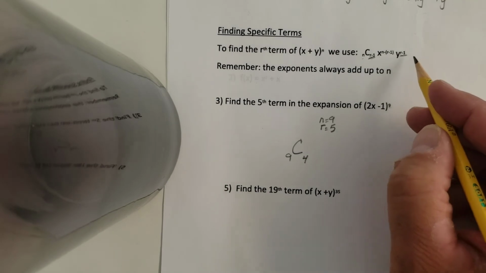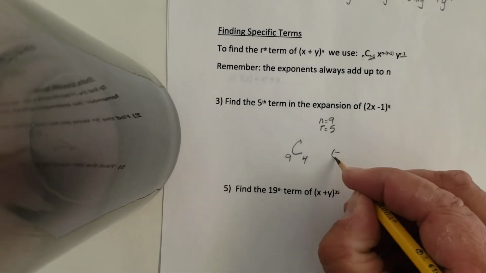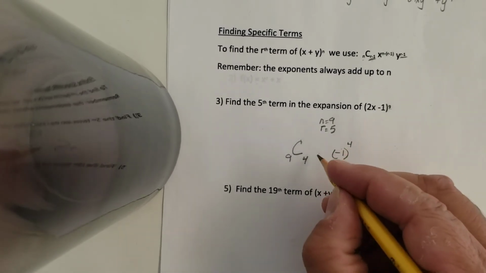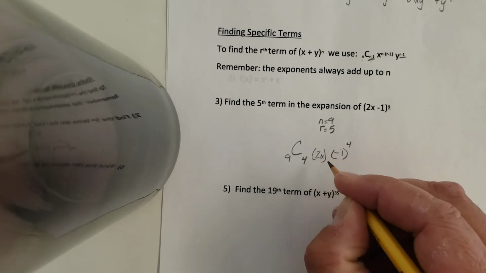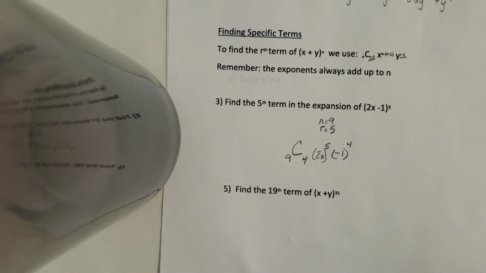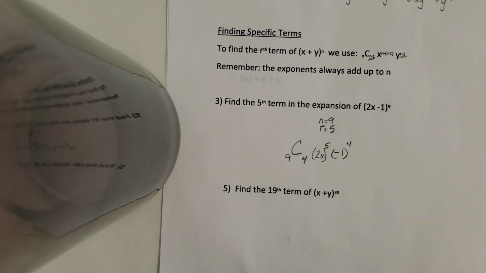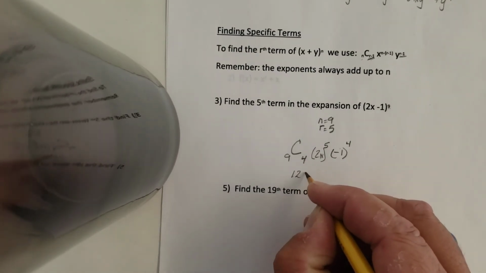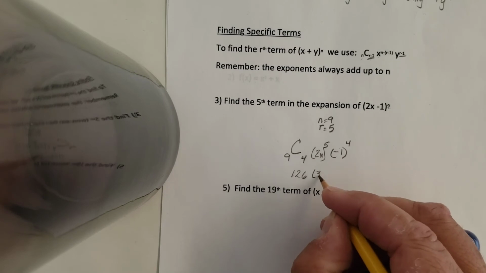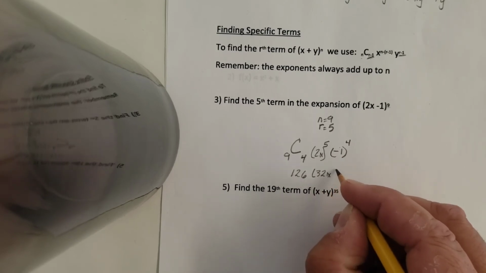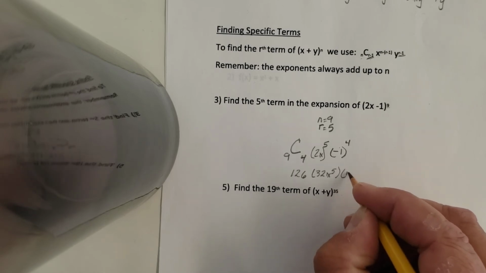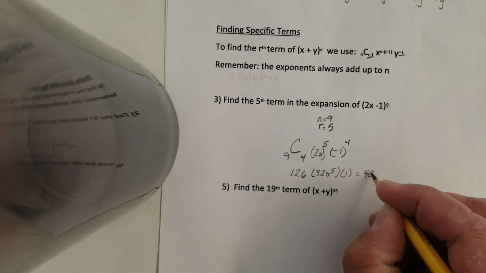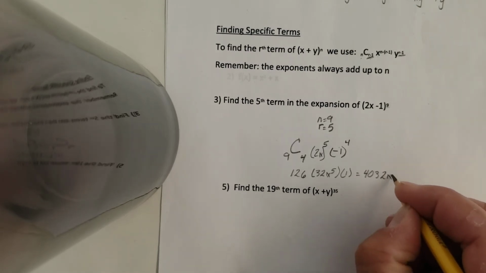And then I'll actually look at it. My second term, negative 1, is the same exponent here. And I know that the 2 exponents have to add up to be 9. So 9 minus 4 is 5. And then you just go through and mathematically fix that up. 9 things taken 4 at a time is actually 126 times 32 x to the 5th times 1. And your answer, 4,032 x to the 5th.